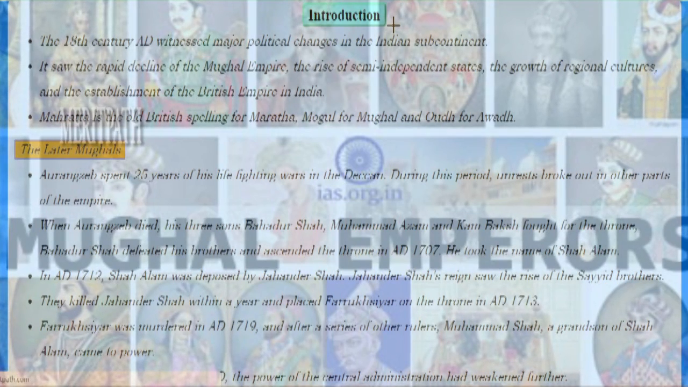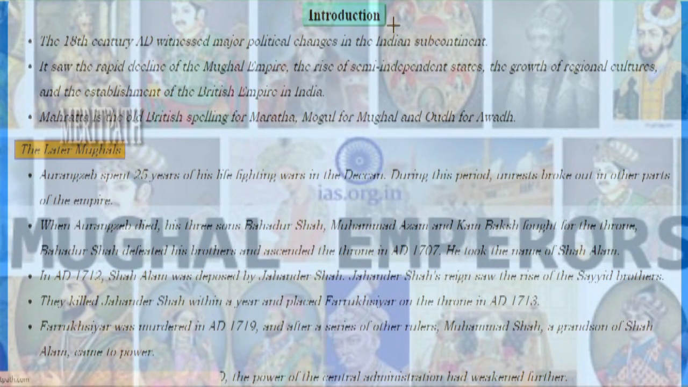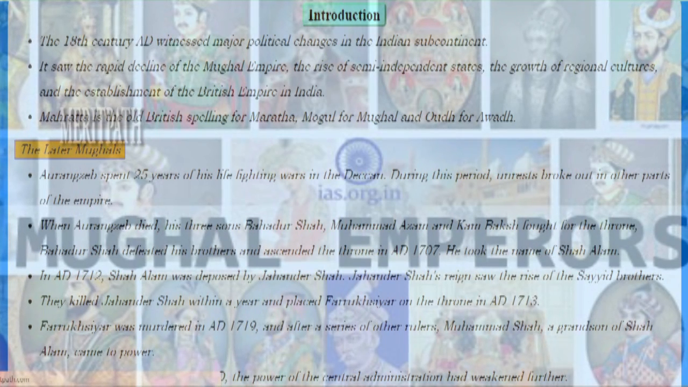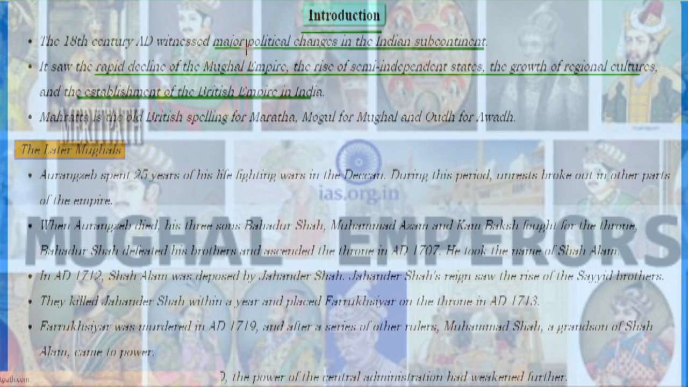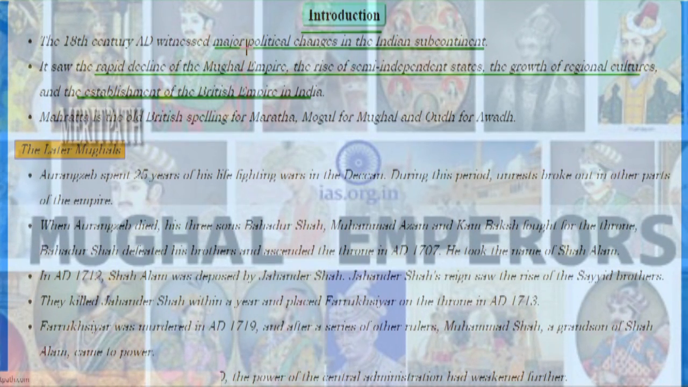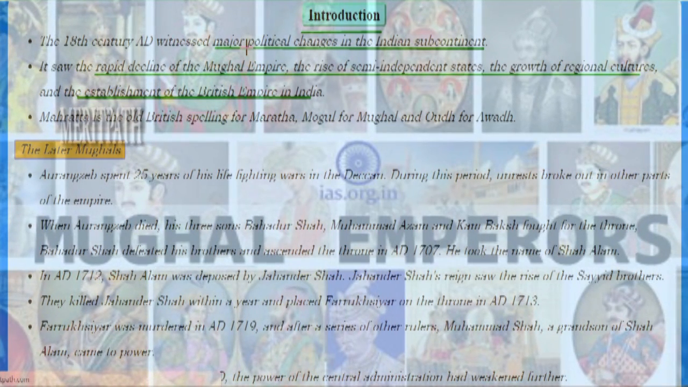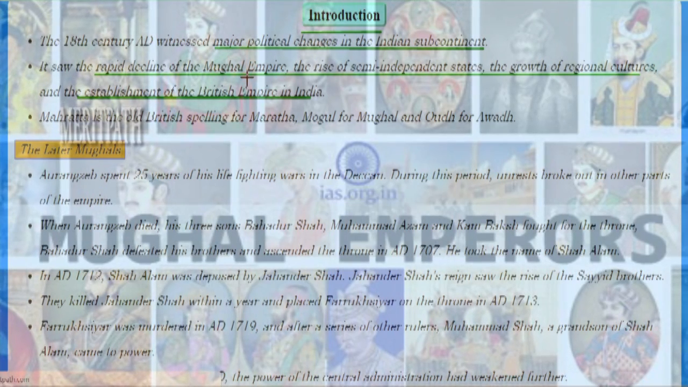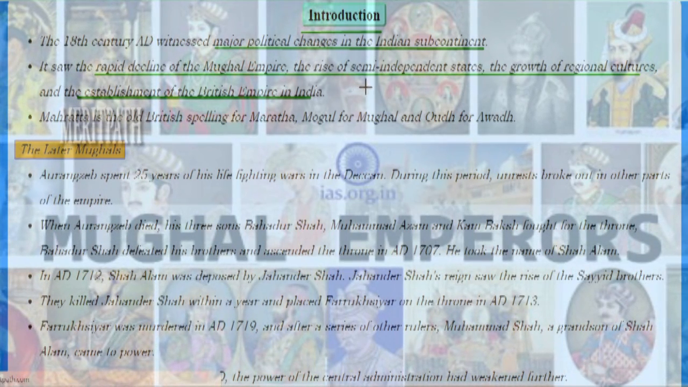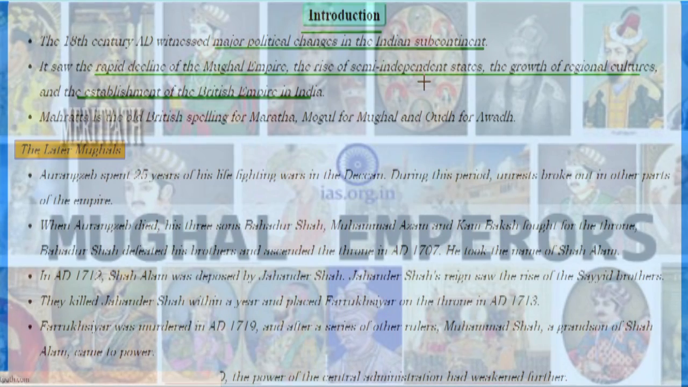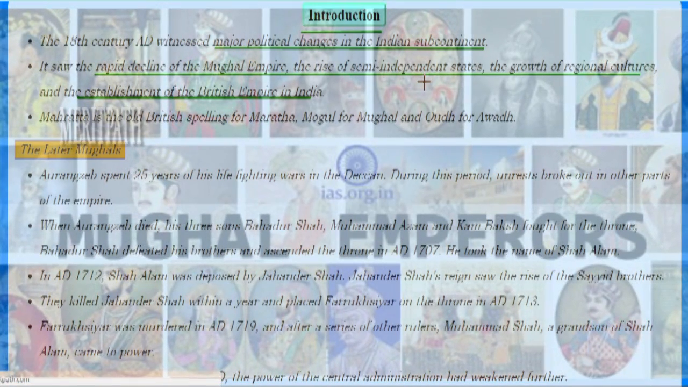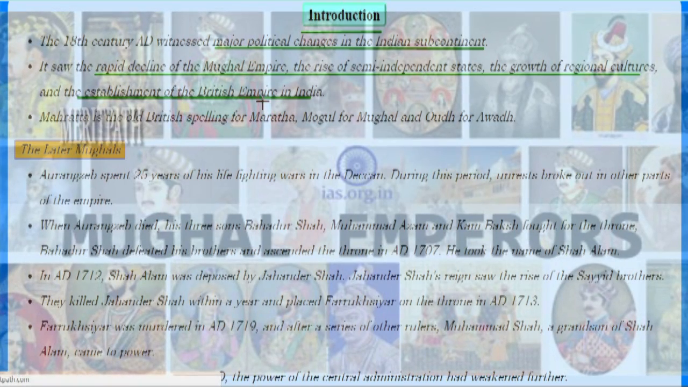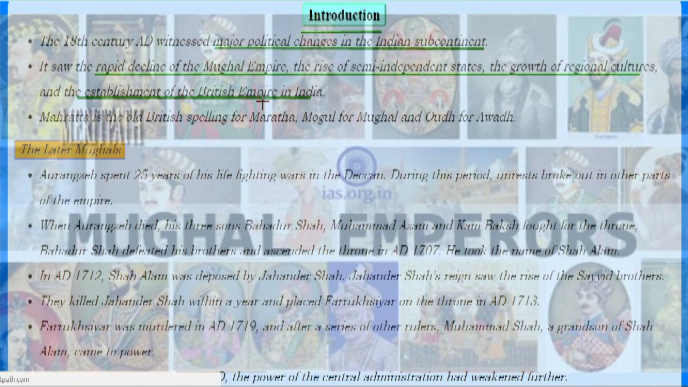Let's learn about a new chapter called Political Changes in the 18th century AD. In the 18th century AD, there were many major political changes in the Indian subcontinent. What were those changes? There was a rapid decline of the Mughal Empire, semi-independent states rose, growth of regional cultures also happened, and then the British Empire was established in India.